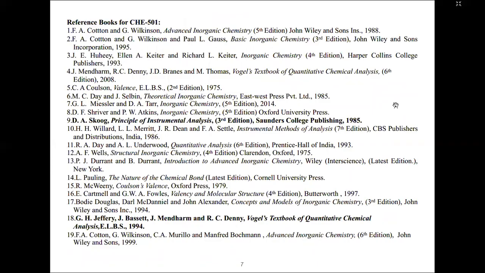These are the books for chemistry 501. The 501 is the inorganic chemistry. There are 19 books referred by the syllabus. And as these are the books for inorganic chemistry for the group D part that I will be discussing, I think it would be better if you have 2 of these books that I have highlighted, book number 9 and book number 18. Book number 9 is Principles of Instrumental Analysis by Skoog, and book number 18 is Vogel's textbook of quantitative chemical analysis.